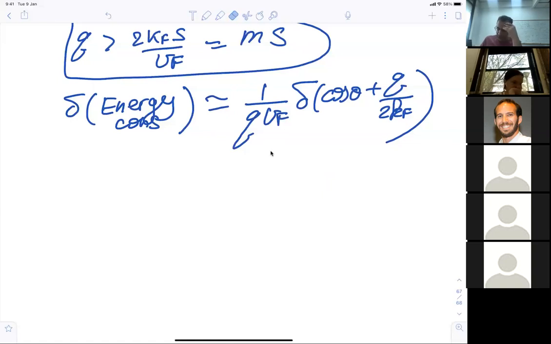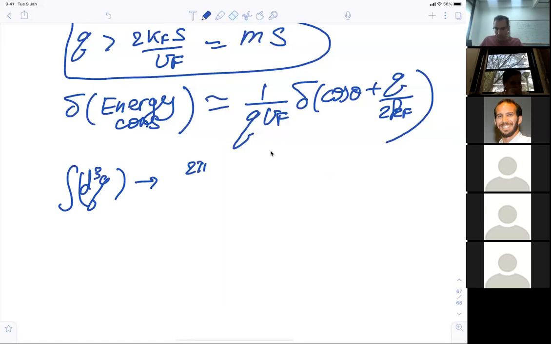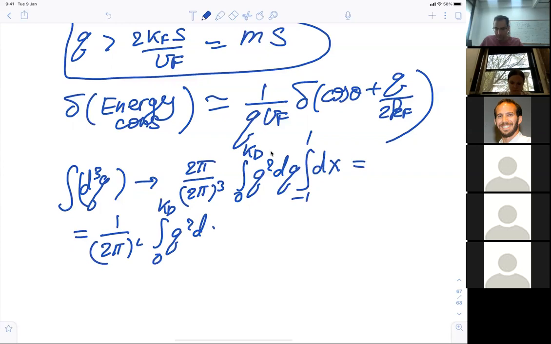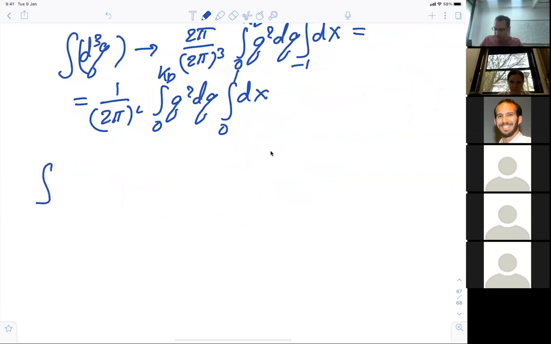We go to polar coordinates. So we are saying once again, the integral over d3q will be replaced by 2 pi over 2 pi cubed, integral from 0 to k Debye q squared dq, integral from minus 1 to 1 dx. And this is essentially 1 over 2 pi squared, integral from 0 to k Debye q squared dq, integral from 0 to 1 dx.